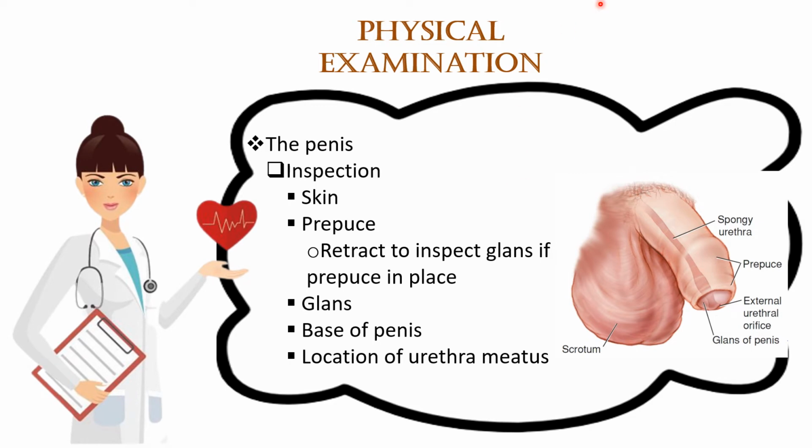Okay, so let us now proceed to the physical examination of the male reproductive system. Let's start with the penis. The first cardinal technique that we will use in the physical examination of the male reproductive system is inspection. You have to inspect the skin on the ventral and dorsal surface and the base of the penis for any excoriations or inflammation. You may need to lift the penis if it is necessary.